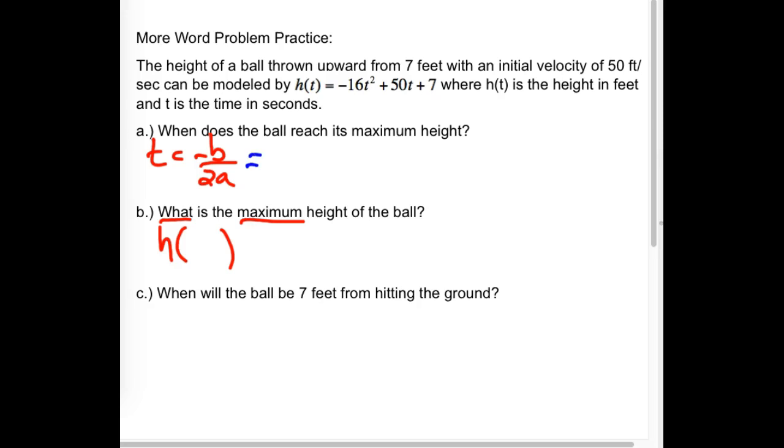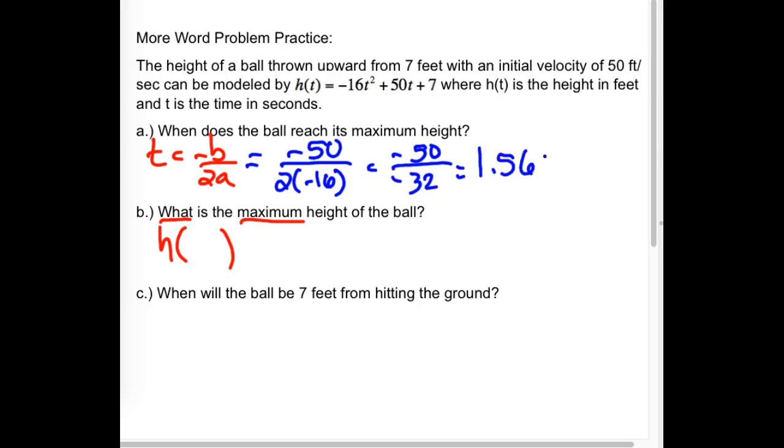All right, let's check what we've got here. Our opposite of b would be negative 50. We're dividing by 2 times negative 16. What's negative 50 divided by negative 32? Okay, and that is in seconds. Now, I had a few people asking me about rounding. You don't want to round too early. If you round that first answer and then you dump it into your function, now you're going to end up rounding your height twice. Does that make sense? So you want to keep it as exact as possible.